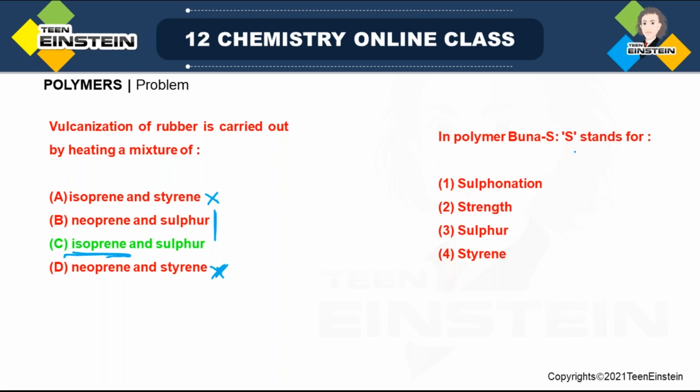In the polymer Buna-S, A stands for what? Sulfonation. We have not done any sulfonation. In the previous slide, we have just seen the preparation method of Buna-S. So we are not doing any sulfonation. It is not for strength. It is not for sulfur, because there is no mention of sulfur. But styrene is there. So this should be the correct option.